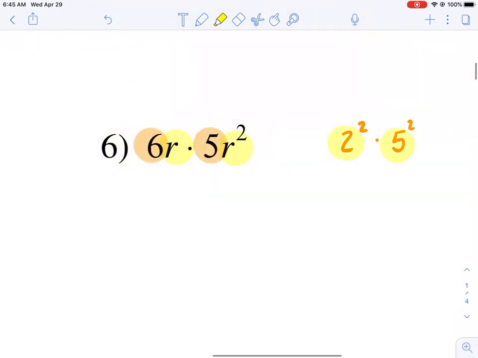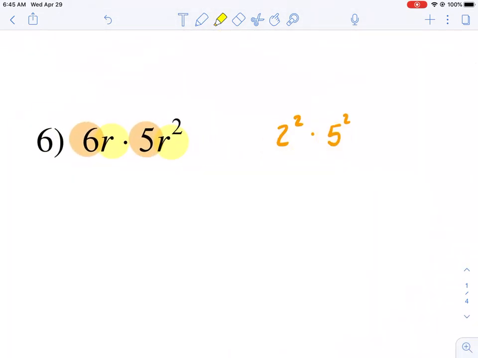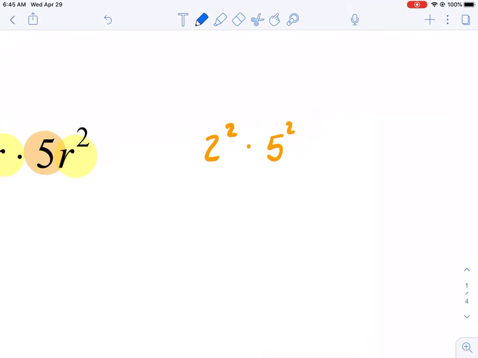So many people think, oh, we can't multiply these together. But you can, because we can simplify numbers that are raised to powers to their most simple form. So 2 squared is actually 4, and 5 squared is actually 25. Once you get it here, then of course you can multiply these together and you get 100.